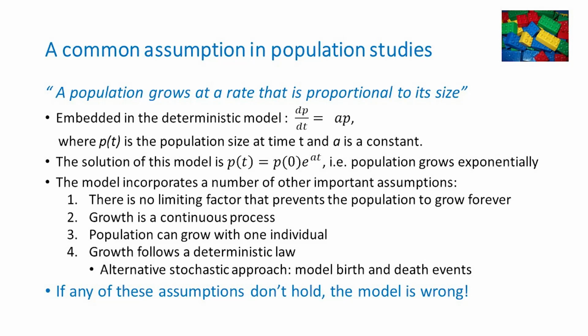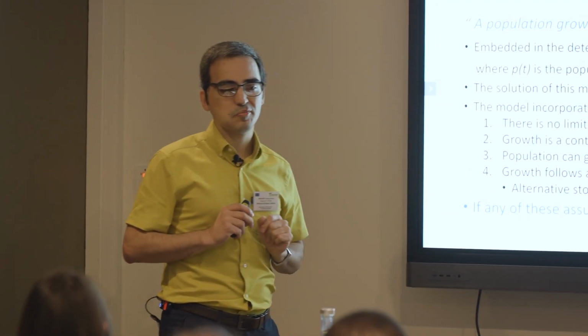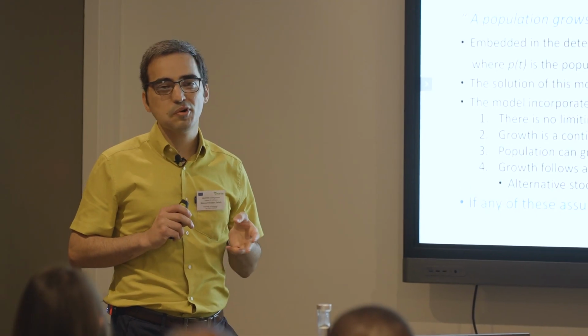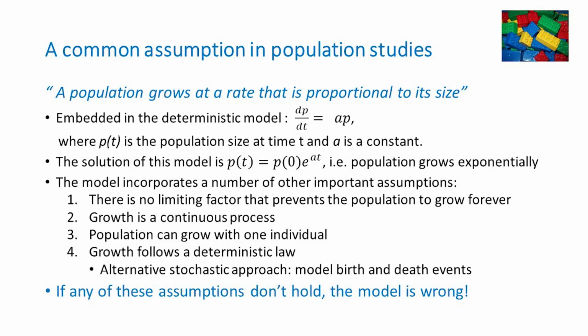The second assumption is that growth is a continuous process. So I can have 14.65 individuals. I can have any individual with any number, not whole numbers. The other one is we don't make any assumption on P0. So basically, I'm assuming that you put one individual here, and after 5 days, there will be 12.35 individuals.